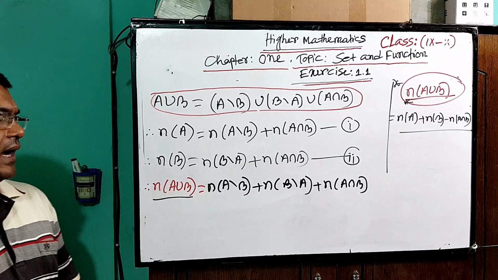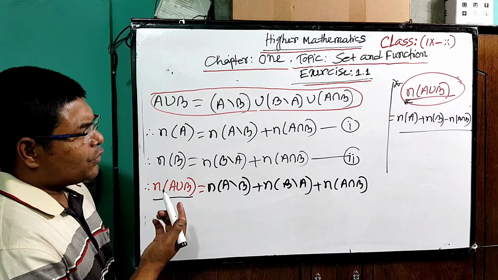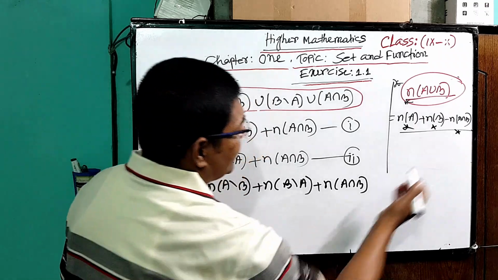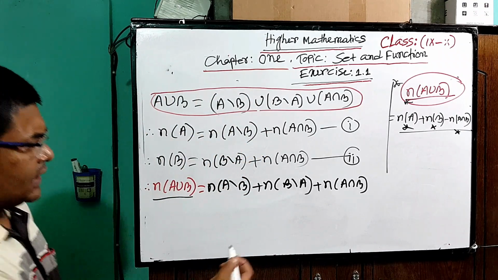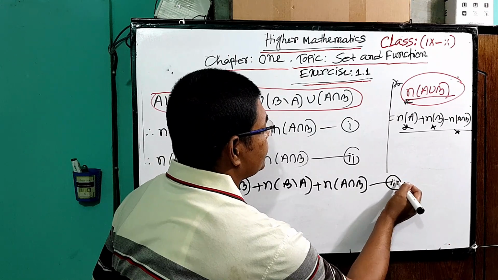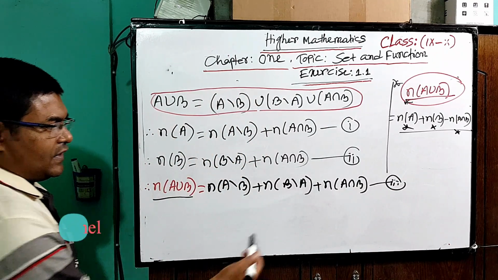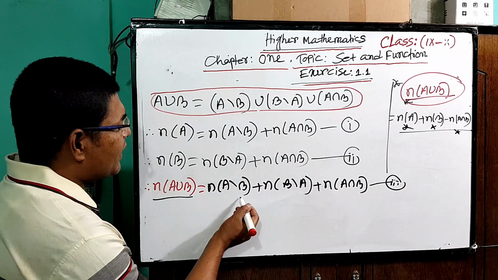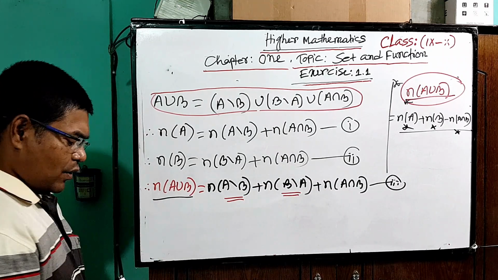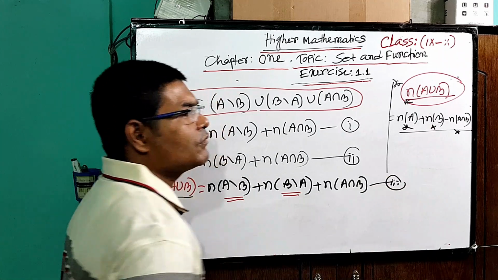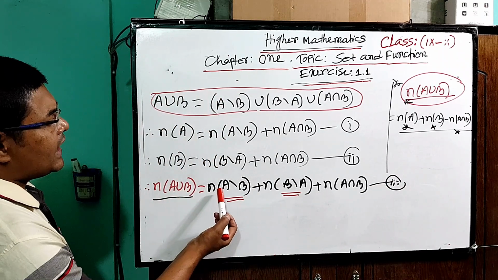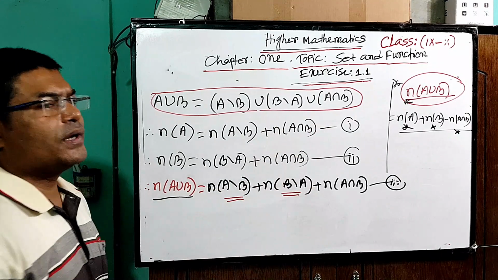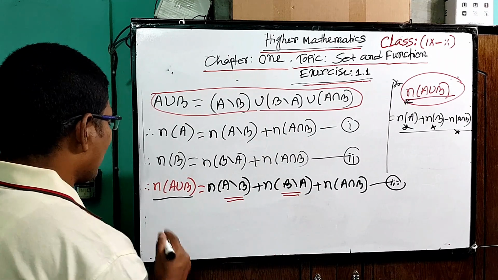Already we have got n of A union B, and we have to find out n of A difference of B, n of B difference of A, and n of A intersection of B. This is number 3. If we can find out the value of these, we can prove the proposition. So n of A difference of B we will get from 1. So you can write, from 1 we get.